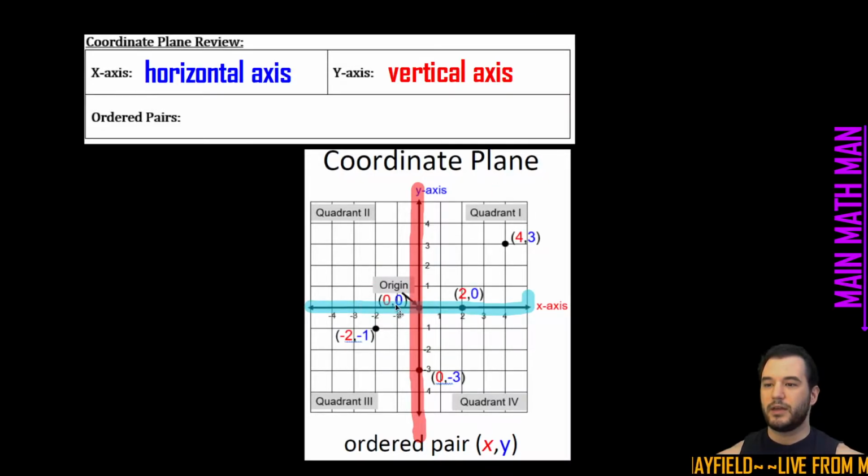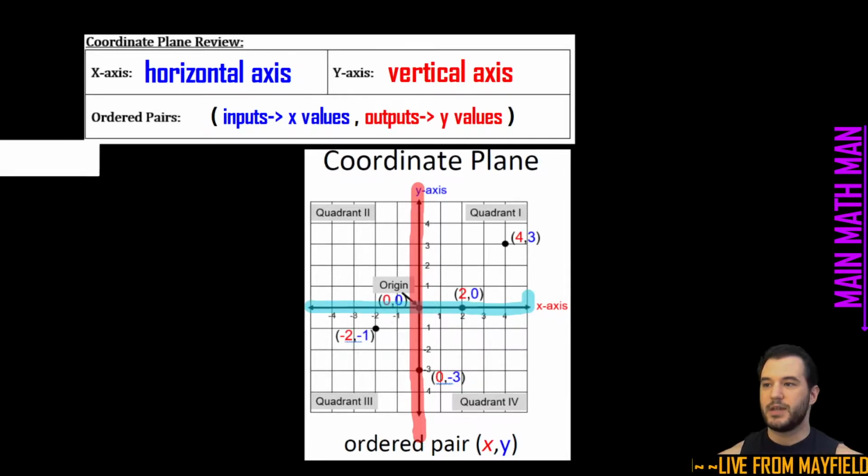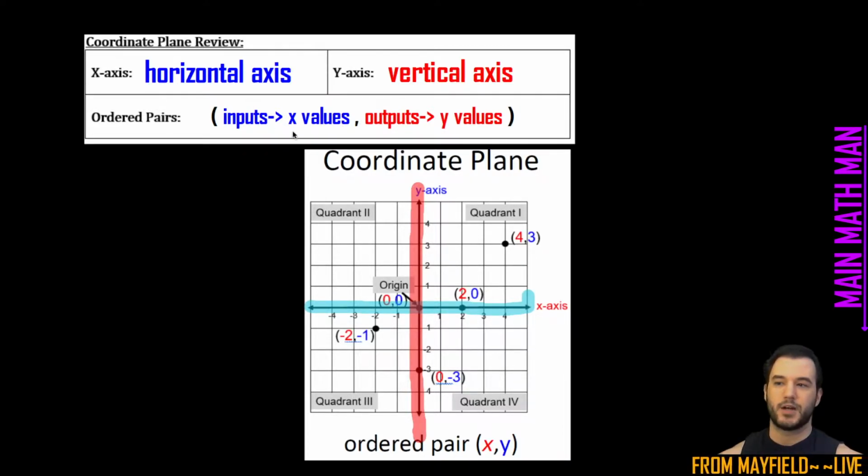And when you're thinking of an ordered pair, what is that? Again, that's the inputs and outputs, meaning your x values and your y values. So I want to make sure it's like a pair of socks. You need to have an x value and you need to have a y value with it.